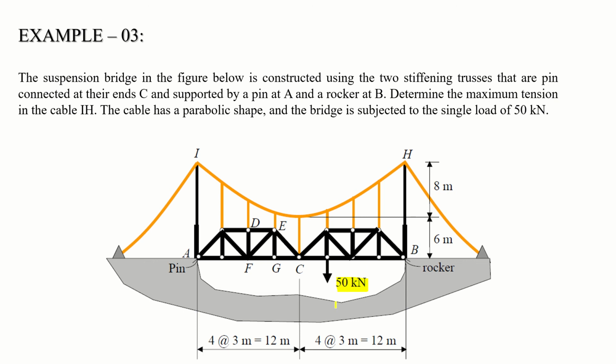Now please note that both the trusses are of the same length, that is 12 meter. There are four spans of 3 meter, so this distance is 3 meter, this 3 meter, 3, 6, 9 and 12. Similarly 3, 6, 9, 12. Okay, so this is a 24 meter horizontal projection span. The vertical span is, the lowest point of the cable is 8 meter below points H and I, and further the load is applied at 6 meter below this lowest point of the cable. Okay, so this is your configuration.